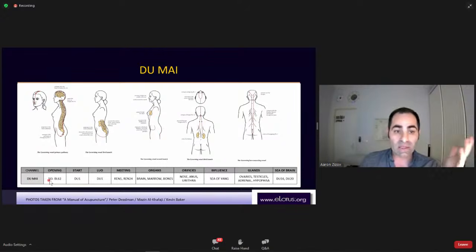So the Dumai is the opening point of small intestine 3, secondary point of bladder 62, then starting point, Luo, meeting with other meridians, organs which are affected from Dumai, orifices: nose, anus, urethra. The influence is the Sea of Yang, glands which are under the responsibility or under the effect of Dumai: ovaries, testicles, adrenal, hypophysa, and Sea of Brain from the 4 Seas with Du16 and Du20. Today we'll talk about these seas deeper.